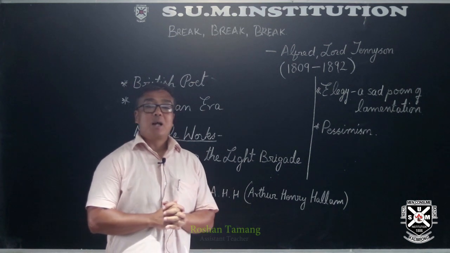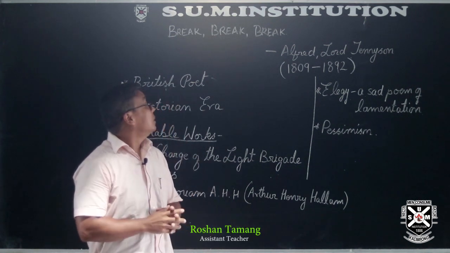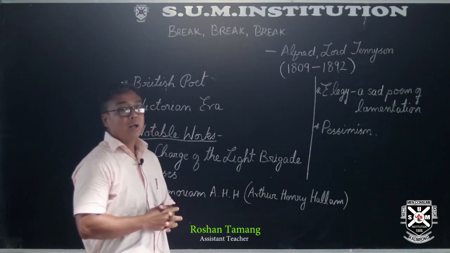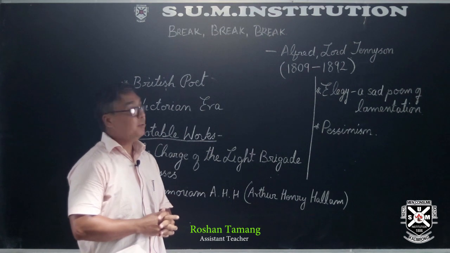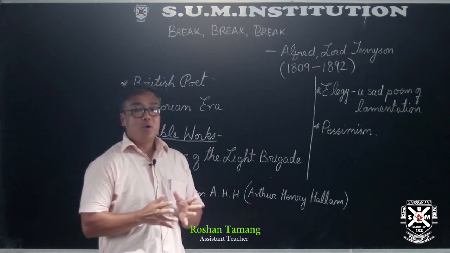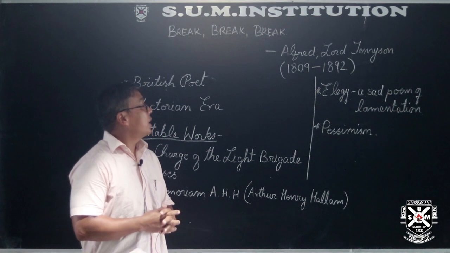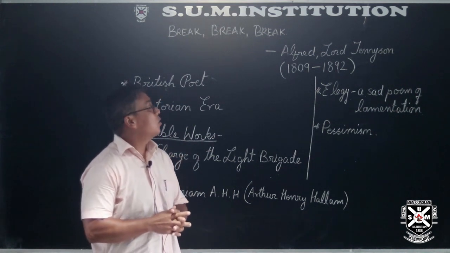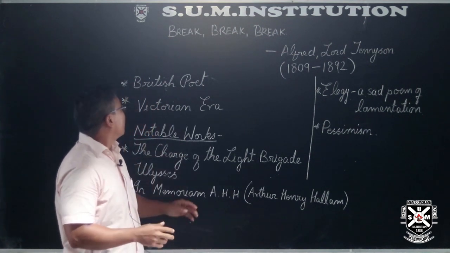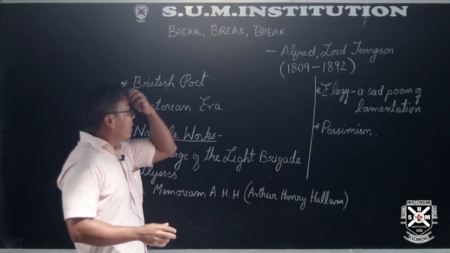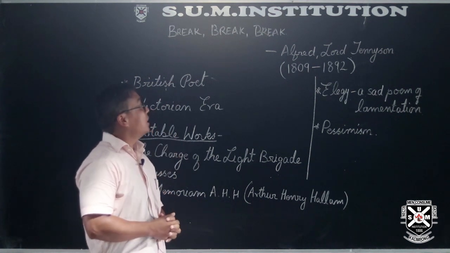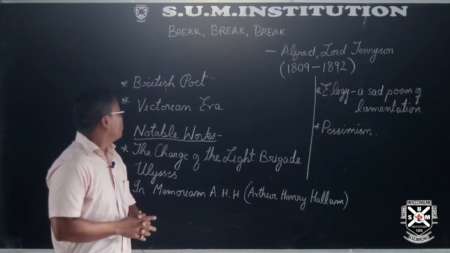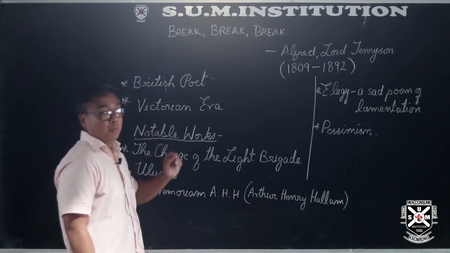So today I'll be doing a poem, Break, Break, Break by Alfred Lord Tennyson. Before starting the poem, I would like to say a few things about the poet, Alfred Lord Tennyson. He was a British poet. He was born in 1809 and he died in 1892. And he belonged to the Victorian era.